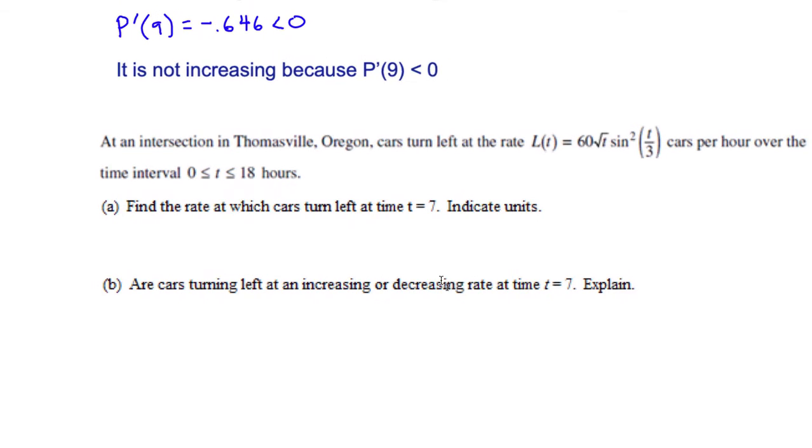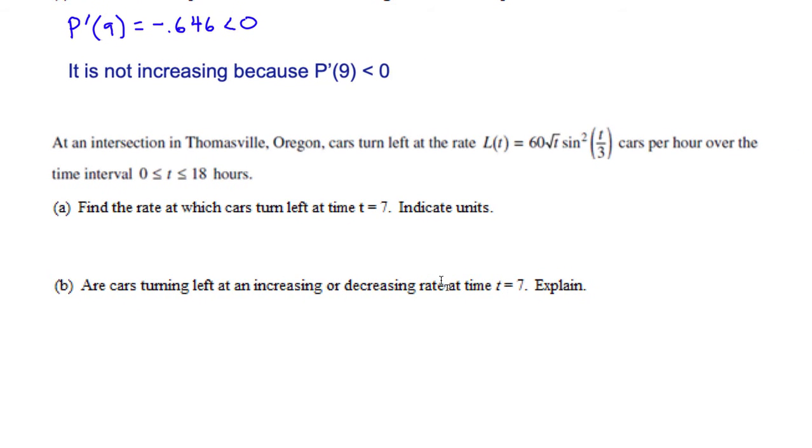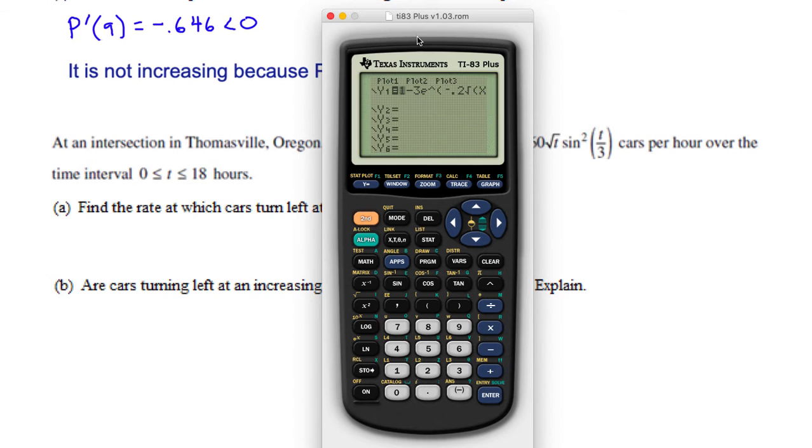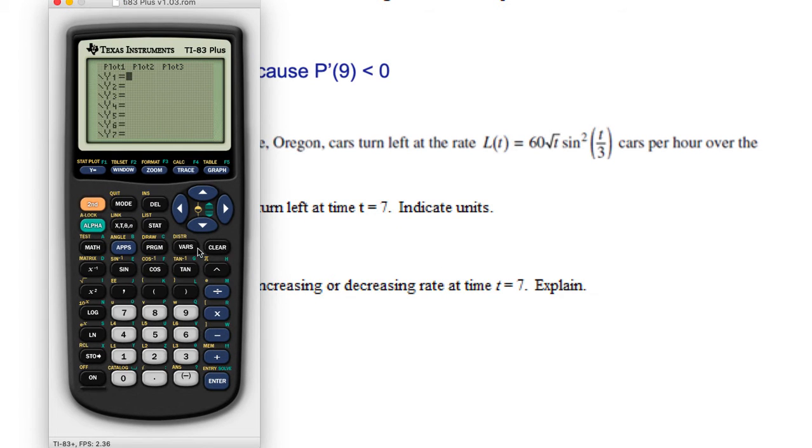Let's zoom out a little bit here. We are talking about number of cars. So let's go ahead and enter our equation into our y equals. Let's clear out of that. It's going to be 60 times the square root of t. I do need to end my parentheses now because I'm going to be multiplying that by sine squared. To do sine squared, I'm going to do sine of t over 3 first and then square it afterwards. That's how you do it for the calculator. So t divided by 3, and then I have to do that squared.